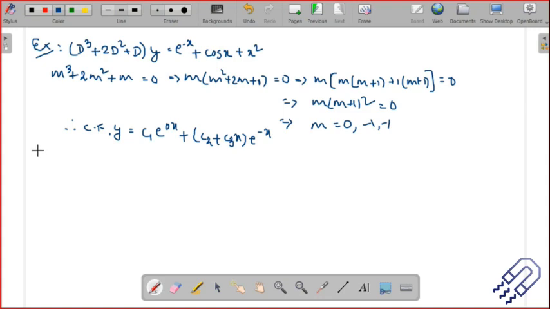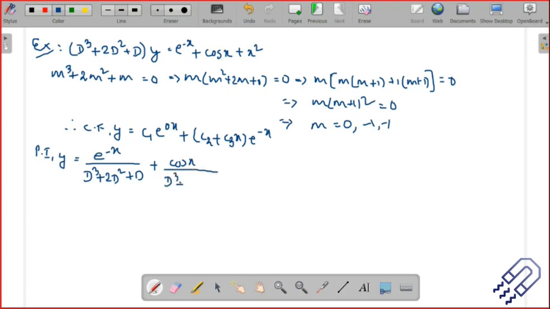Now I want to find out the particular integral, and if I look into the particular integral, let's say y is equal to, it's a combination of all three, so we can actually use the rules and separate them out to apply to each of these parts, okay. So the first one is e to the power minus x divided by, I will write down the symbolic form, d cubed plus 2d square plus d, then I will take a plus, and then I have cos of x divided by d cube.